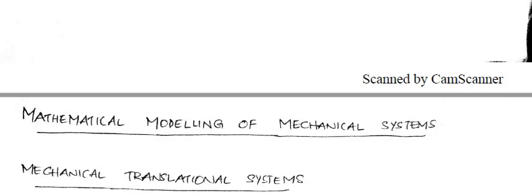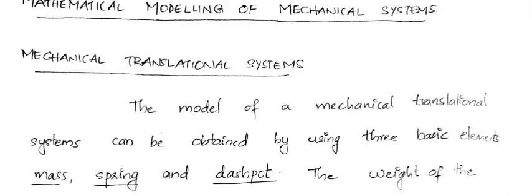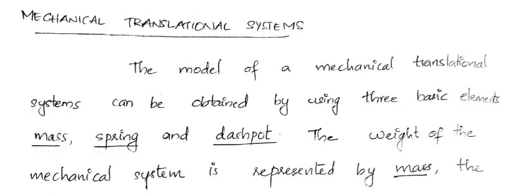Okay, right. So firstly we'll discuss a mechanical translational system and how to find the transfer function. So mainly there will be three basic elements associated with the mechanical translational system, and the three basic elements are mass, dashpot and spring. So what are the three basic elements? Mass, dashpot and spring. Mass actually represents the weight of the mechanical system.